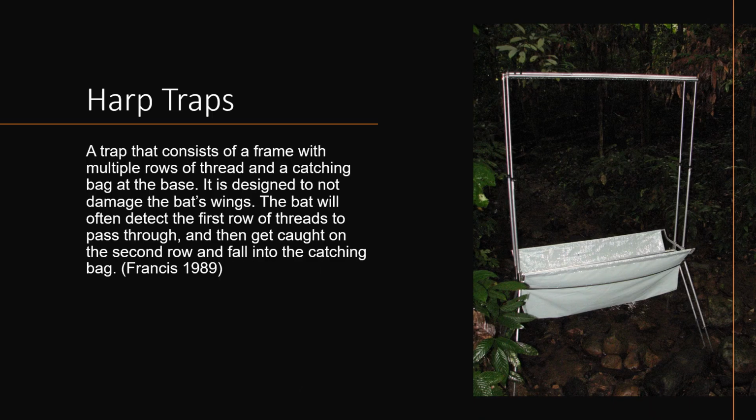The next technique is harp traps. Harp traps are traps that consist of a frame with multiple rows of thread and a catching bag at the base. It is designed to not damage the bat's wings. The bat will often detect the first row of threads to pass through and then get caught on the second row and fall into the catching bag.